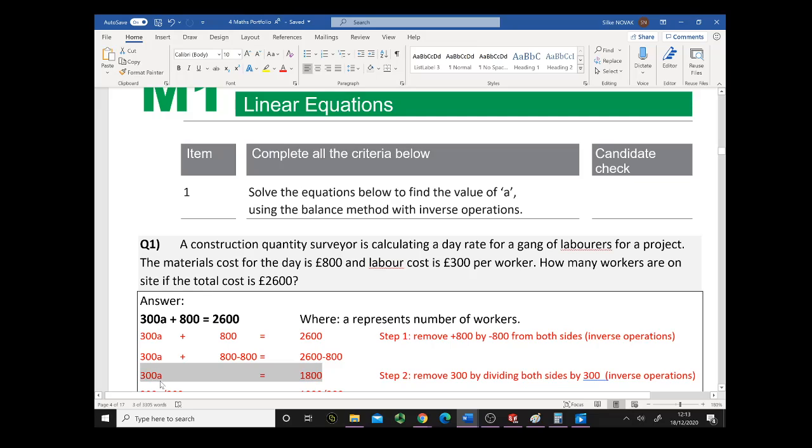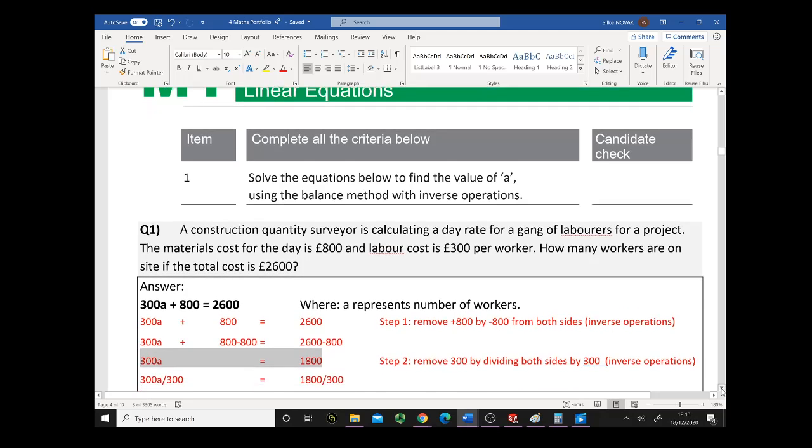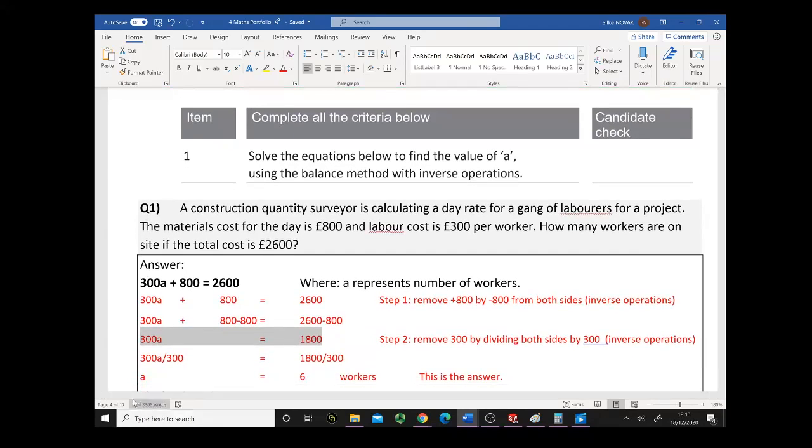So now we want the A by itself. We haven't got rid of all of the numbers, so we now need to eliminate this 300. So 300 is a multiple, and the inverse of a multiple is division. So 300 divided by 300 gives you 1, and that allows the isolation of A. 300 divided by 300 is 1, 1A is A. Okay, so as long as you do the same to the other side, you come up with the correct value.